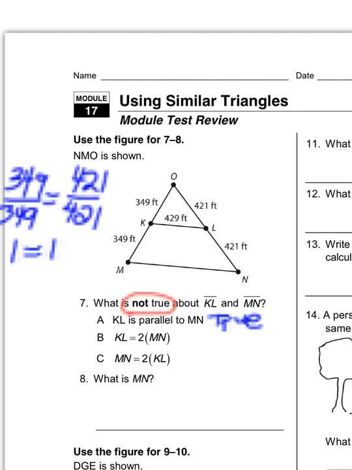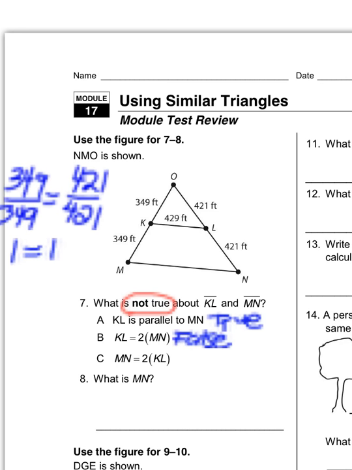Now, KL is equal to 2 times the size of MN. So basically, B is saying that if I take MN and I multiply by 2, it should be equal to the size of KL. Well, if I take MN and I double it in size, multiply by 2, it's going to get a lot bigger. And that's definitely not the size of KL. So this is false.